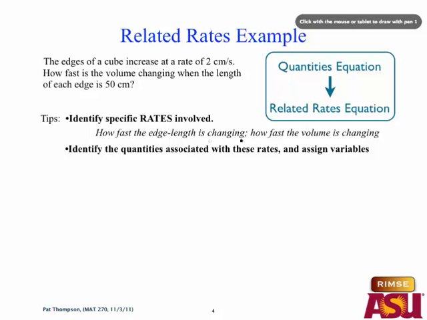So how fast the edge length is changing. What's our quantity associated with that? No, that's the rate. What quantity is associated with how fast the edge length is changing? Yeah. And what does x mean though? X is what? Yeah. So if we want to know how fast edge length is changing, the quantity is edge length. All right. And then how fast the volume is changing.